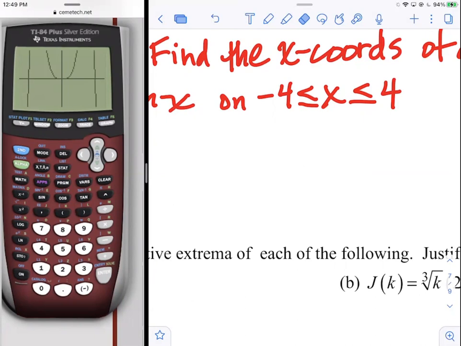Okay. Now, looking at this, this is the derivative. How many critical values does it appear we have? It looks like it has 3, right? One over here on the left, one over there on the right, and it looks like it's symmetric. And then it appears that there's one at 0, right?